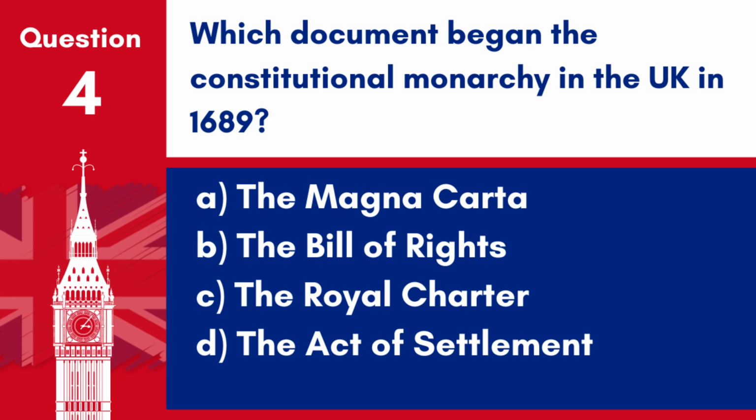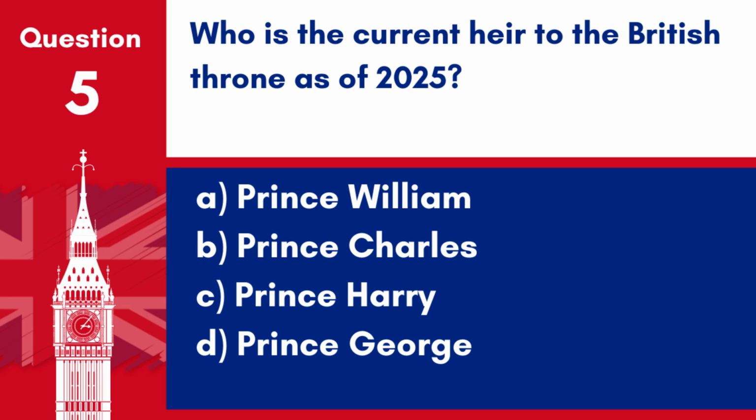Question 4. Which document began the constitutional monarchy in the UK in 1689? A. The Magna Carta, B. The Bill of Rights, C. The Royal Charter, D. The Act of Settlement. Answer: B. The Bill of Rights. The Bill of Rights 1689 laid the foundational principles of the constitutional monarchy in the United Kingdom, limiting the powers of the Crown.